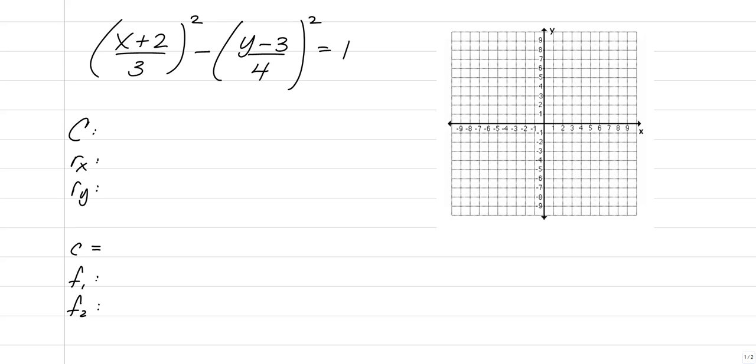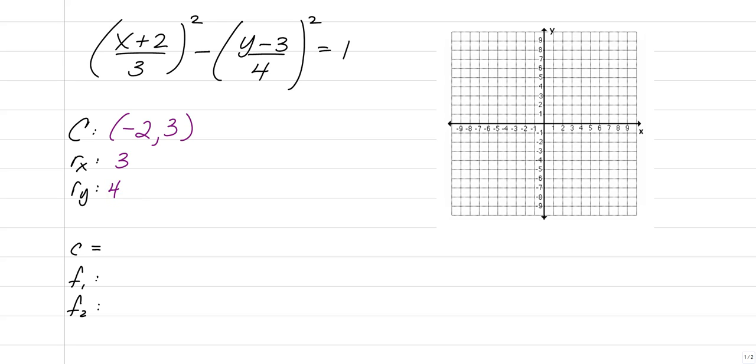So the first thing you should do is list out your information of what you're working with. So our center is still opposite of x, opposite of the y terms. So x plus 2 would give you a negative 2, comma, y minus 3 would give us a positive 3. So it's still opposites of the insides of the parentheses. Our rx, our radius in our x direction, is 3, and the ry is 4. So that's where you need to start.